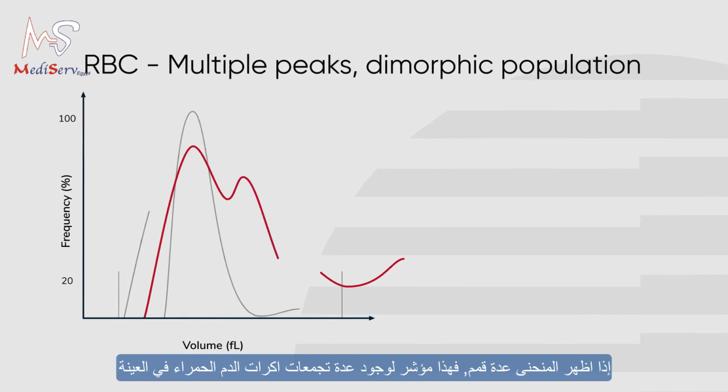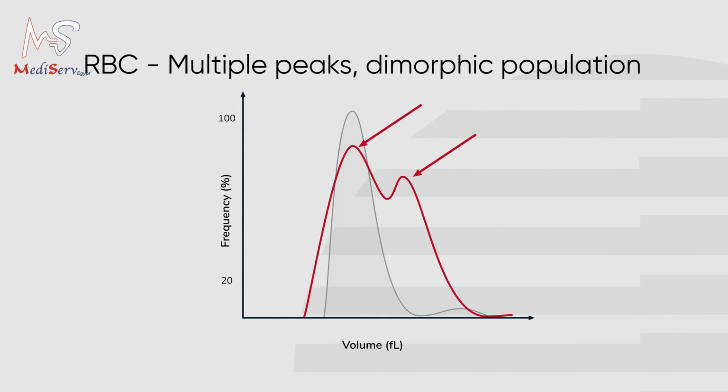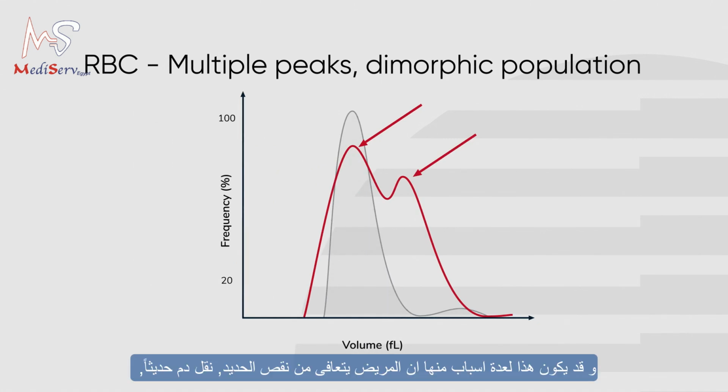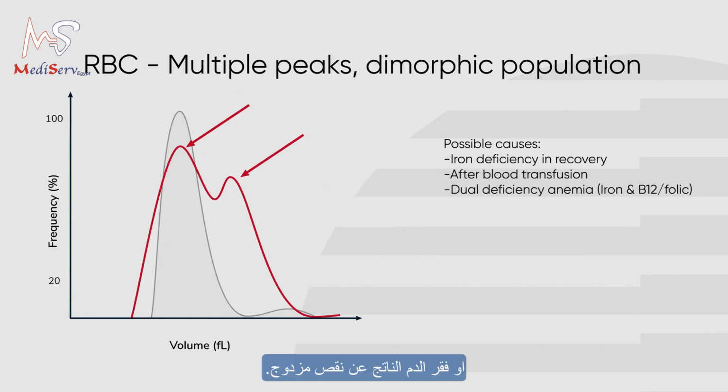If the curve displays multiple peaks, this is an indication that there is more than one population of red blood cells in the sample. This could have several possible causes, such as a patient recovering from iron deficiency, a recent blood transfusion, or dual deficiency anemia.